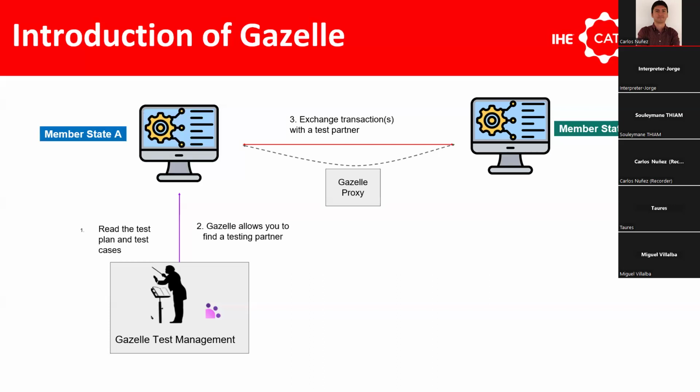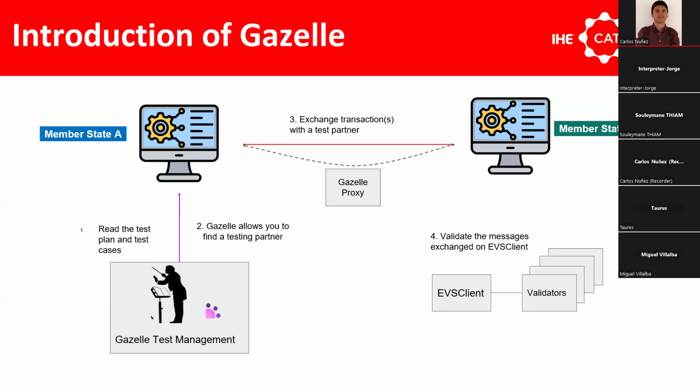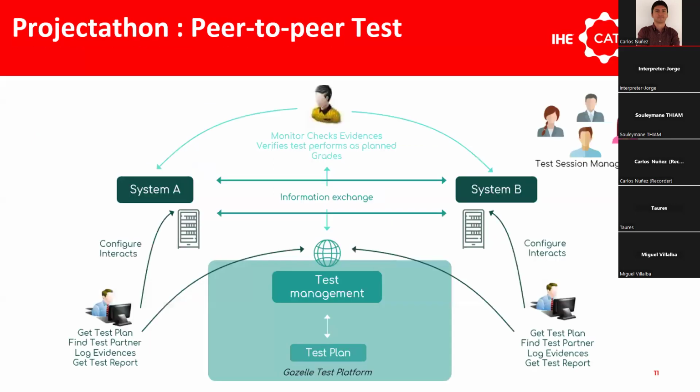Why is the proxy needed? The proxy is in the middle to capture the request message and the response message, and it will allow you to validate them in EVS client. And also you can share those validations with the monitors to collect the evidence in the Gazelle test management tool for monitor verification. So globally, this is the peer-to-peer test, but we'll discuss it before the event because the test plan is not ready yet for this peer-to-peer test.